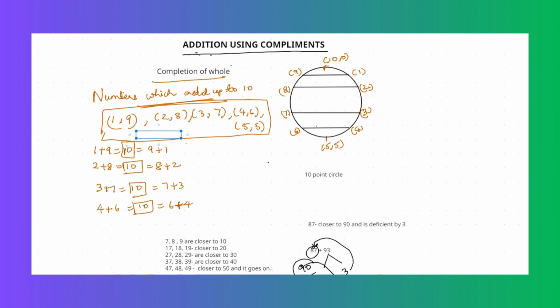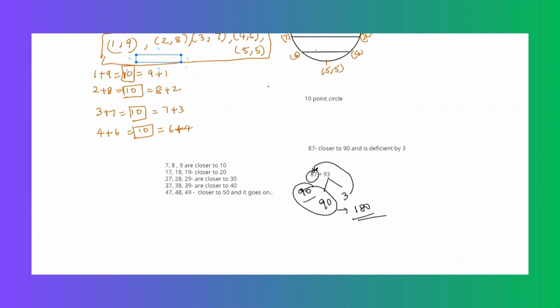Now we are going to see a few other examples. Consider 7, 8, 9. You see they are closer to 10. 17, 18, 19 are closer to 20. 27, 28, 29 are closer to 30. 37, 38, 39 are closer to 40. 47, 48, 49 are closer to 50, and it goes on. Now consider this example, 87. It is closer to 90 and is deficient by 3.